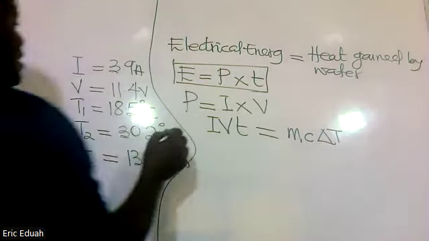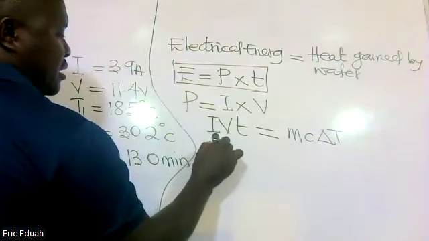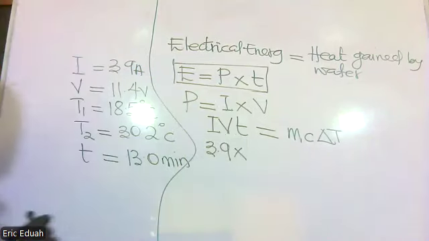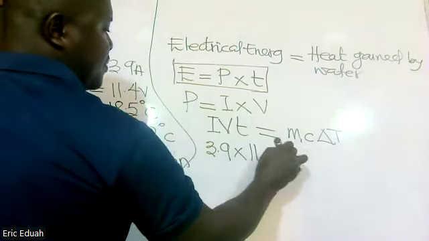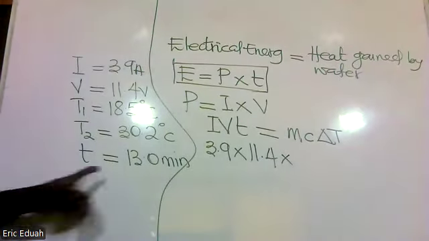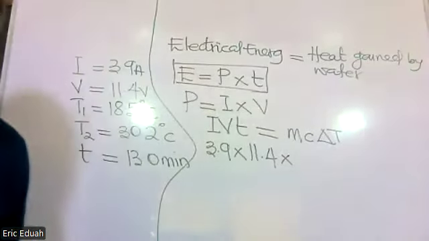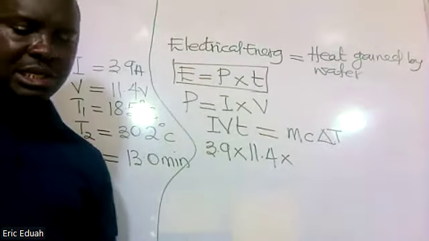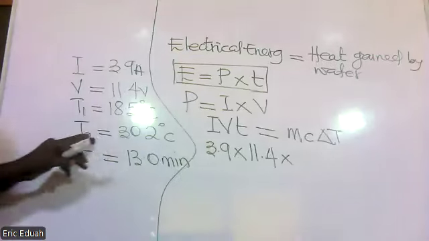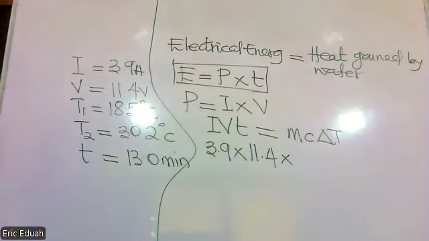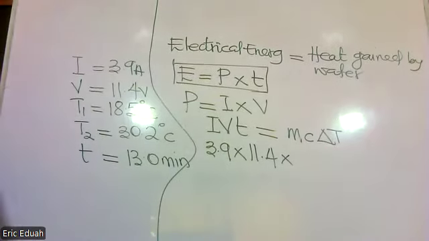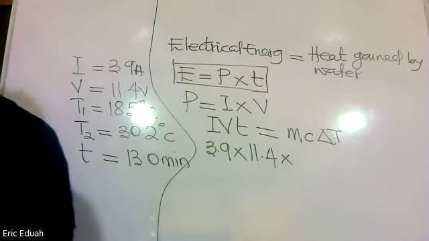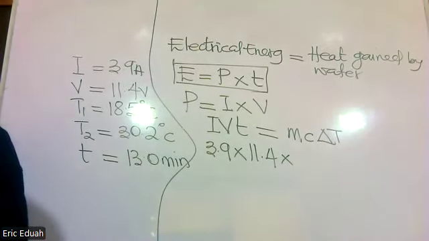I is 3.9. The voltage is 11.4. Time is 30 minutes, but we'll have to change it to SI units, seconds, so as to match all other quantities. Okay, so change 30 minutes to seconds for me. Isaac Atta, what is 30 minutes in seconds?